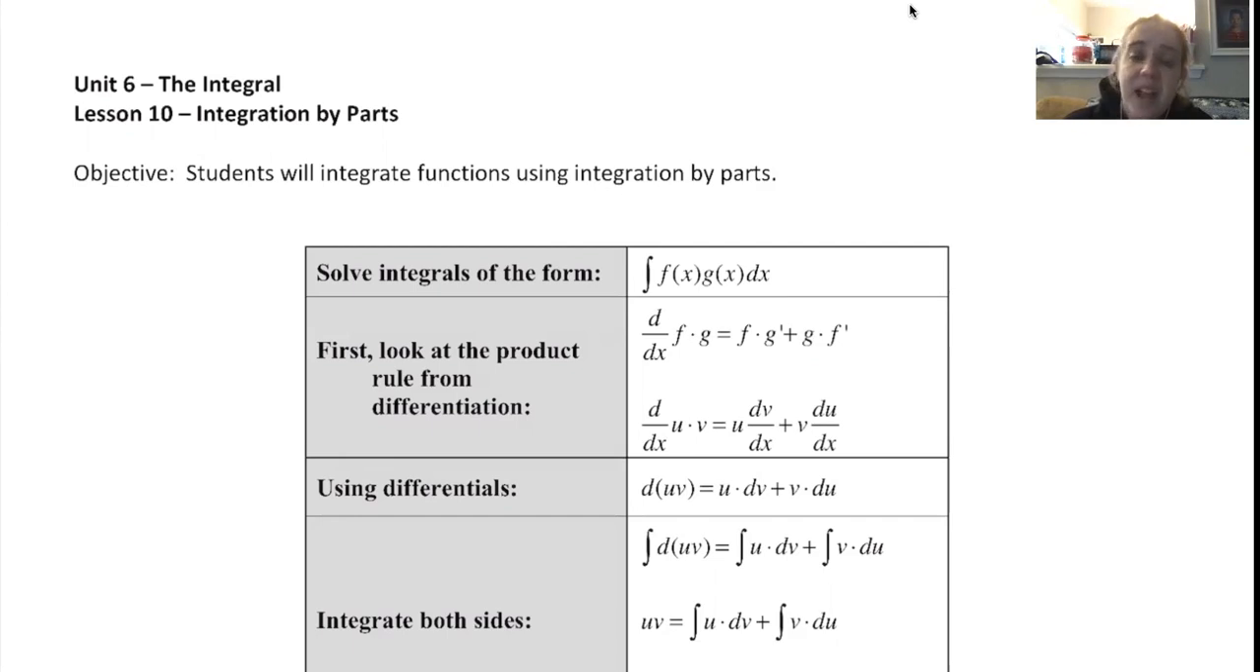What I have for you today is kind of the equivalent of the product rule for integration, but it's not actually a product rule, but it does come from the product rule. So we will integrate functions using integration by parts. So if we want to solve integrals of the form f of x times g of x dx, and by the way, you don't have to memorize this process. I just want you to know where that formula comes from.